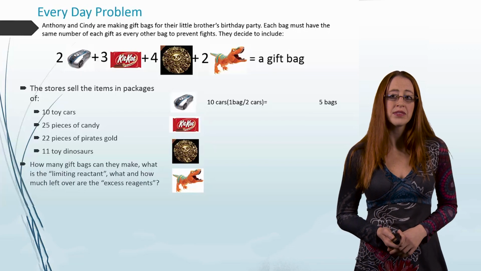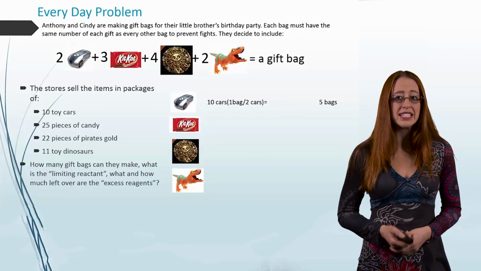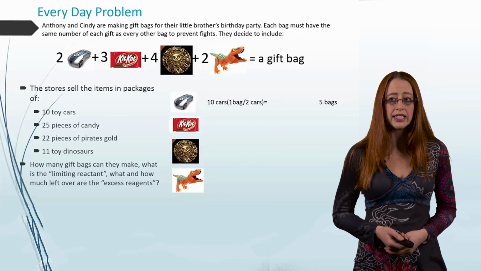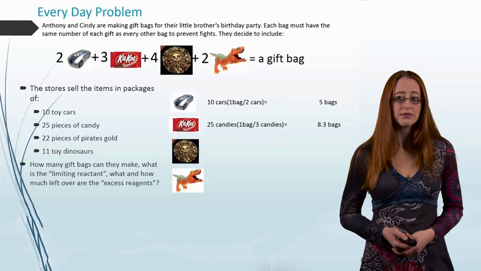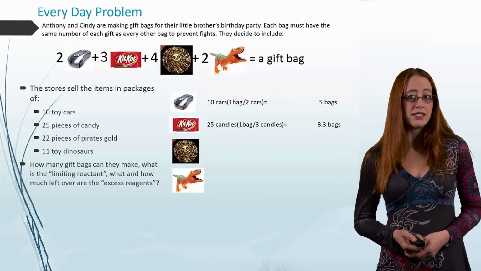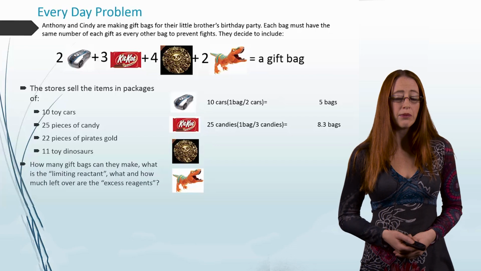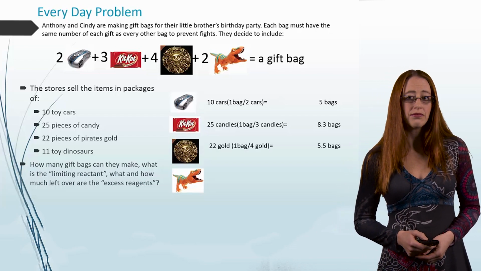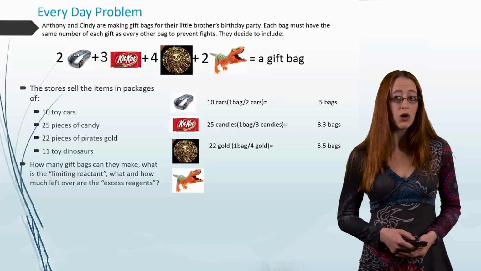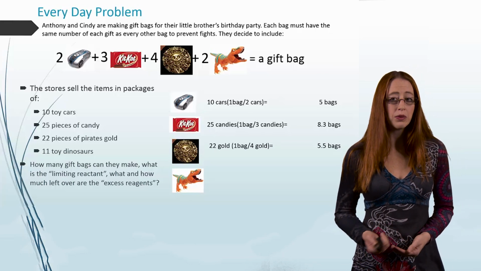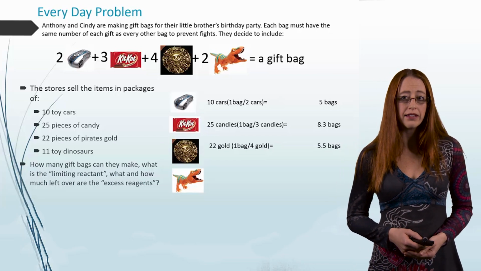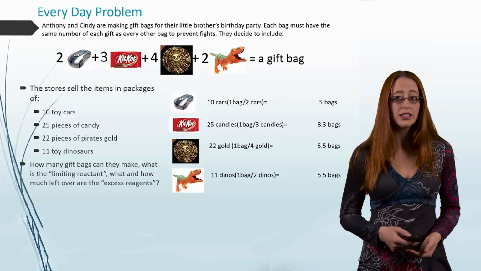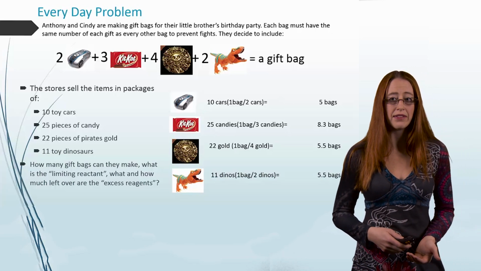So from this, we can say, well, if we have 10 cars and we're going to put 2 in each bag, we can get 5 bags. If we have our 25 pieces of candy and we want 3 in each bag, we're stuck with 8.3 bags. If we have our 22 pieces of gold, but we want 4 per bag, we can only get 5.5 bags. Or for our dinosaurs, if we have 11, but we want 2 per bag, we can only get 5.5 bags.